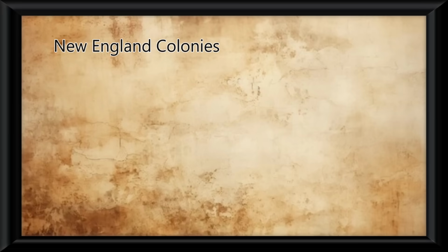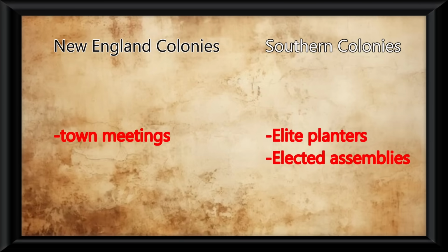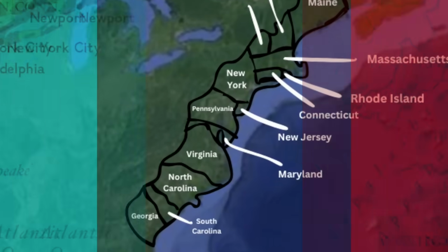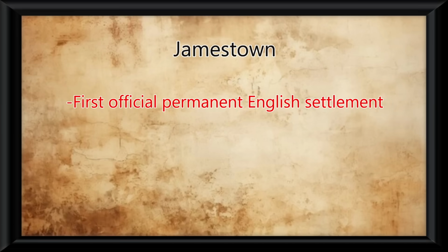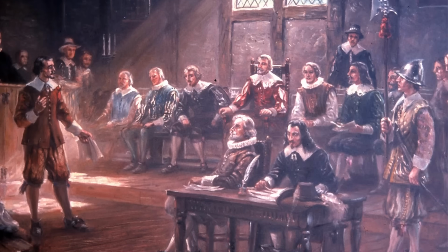One thing to notice is how unusually democratic British colonies at this time were. Like, the New England colonies ran on town meetings, and the southern colonies were run by elite planters with elected assemblies, which were basically unheard of at the time. The most notable of all is to talk about the Chesapeake Bay colonies, with a special emphasis on the town of Jamestown in Virginia, which was the first official permanent English settlement in 1607, and was easily the most popular of all English colonies with its tobacco exports and its unique government style.